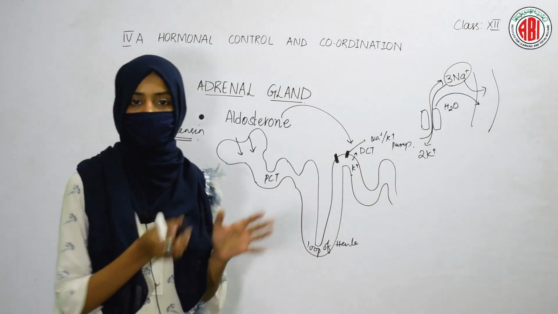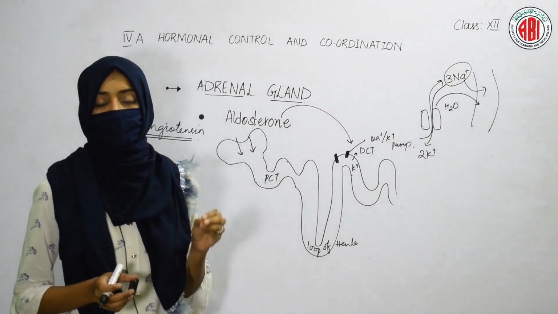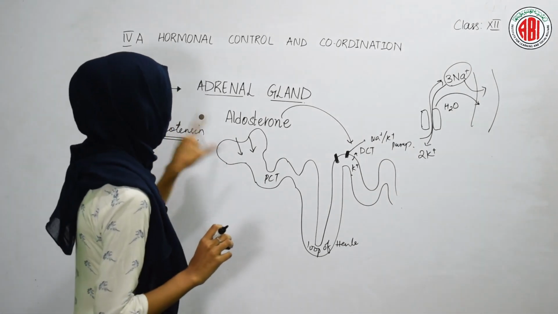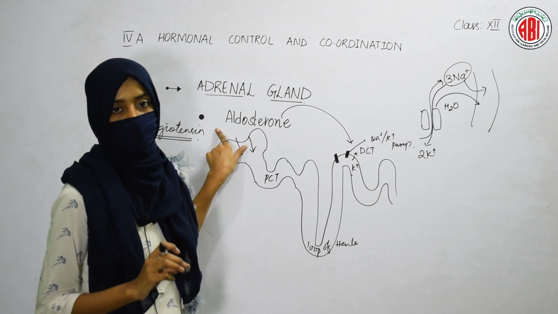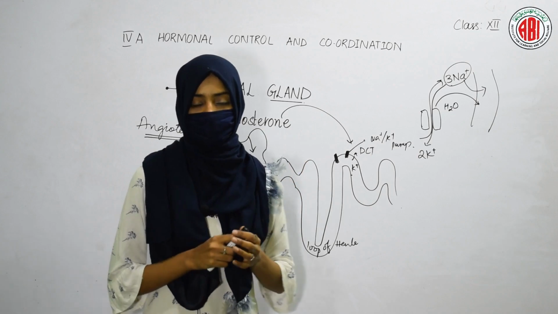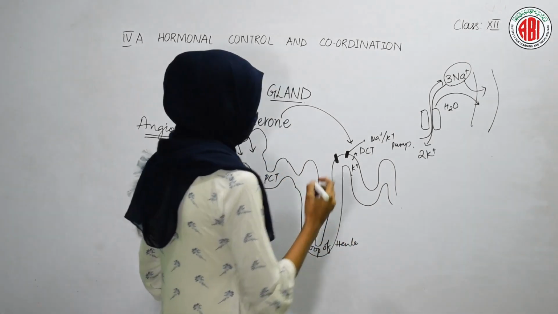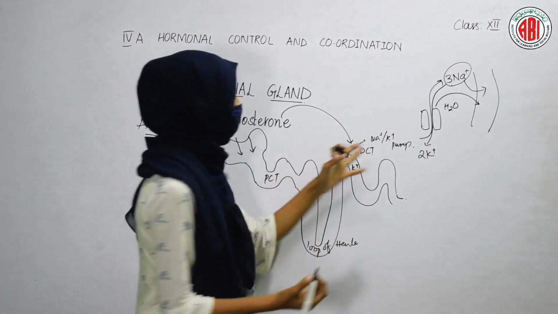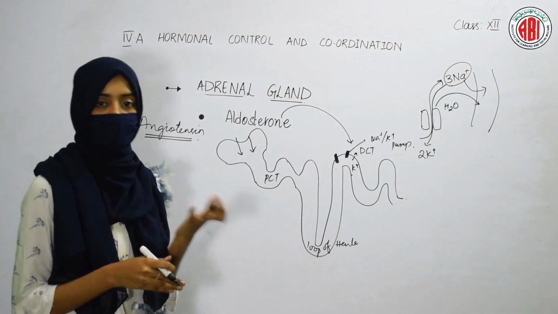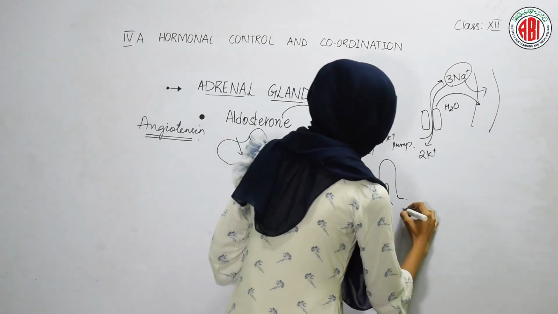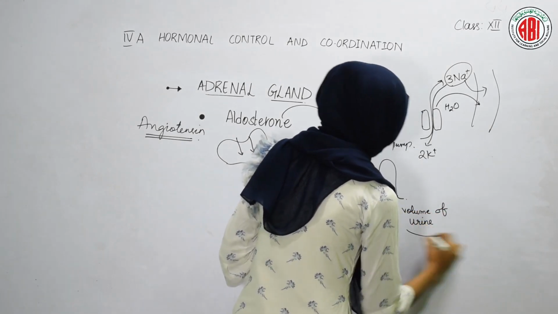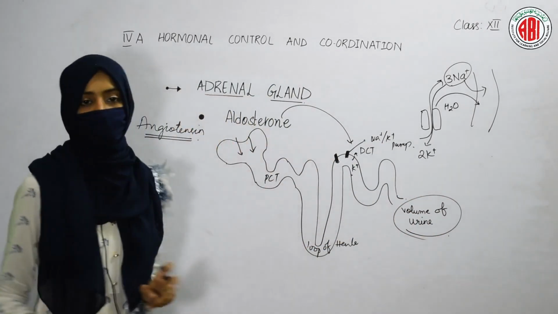In this way, water can be returned to the blood, and the level of water can be maintained in our blood by the action of a hormone called aldosterone. So this is how aldosterone works in our body. When the sodium potassium pump gets activated, the sodium along with the water moves into the blood. Ultimately, the urine which is formed is not more. So the volume of urine can be maintained by the action of aldosterone.